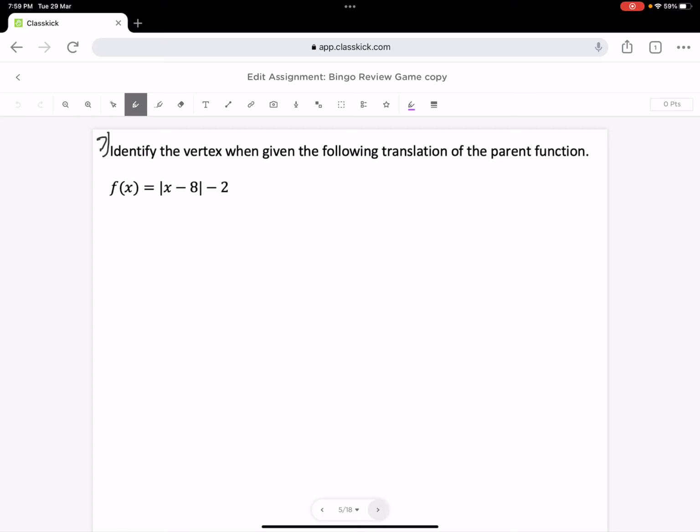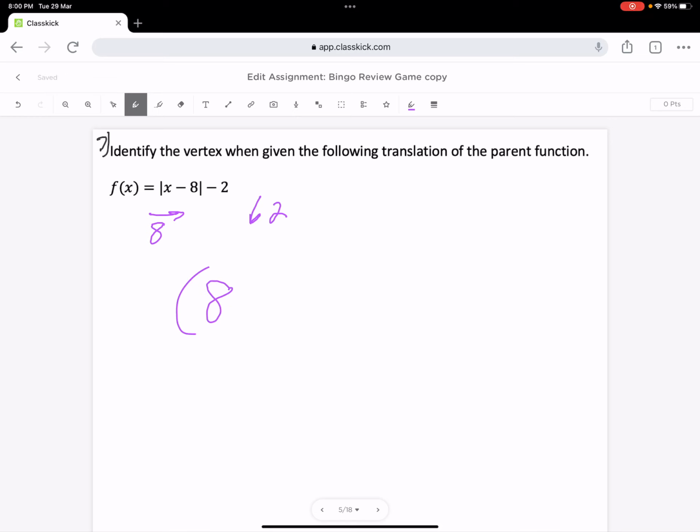Okay, identify the vertex when given the following translation. So remember, when we're identifying the vertex, it's the point of our graph where we stop and turn around. So in this case, we can think about it in terms of words, but this is telling us we're moving to the right 8 units. We're moving down 2 units. So we can represent the right by a positive 8.